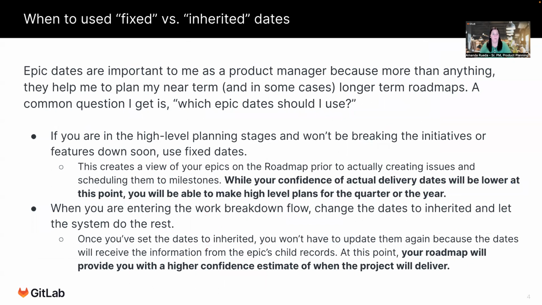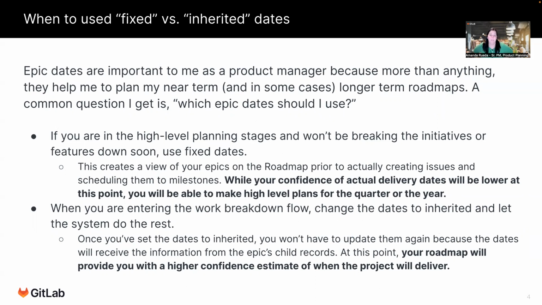Okay, so epic dates are really important to me as a product manager, and I use them a lot because more than anything, they help me plan my near term, like what am I doing this milestone, next and next. And also in some cases, longer term roadmaps. When I'm thinking about the next 3 quarters or a full year, I want to play with the puzzle pieces that are my large initiatives on the roadmap and decide which is going to come first.